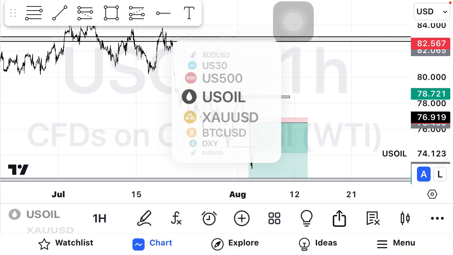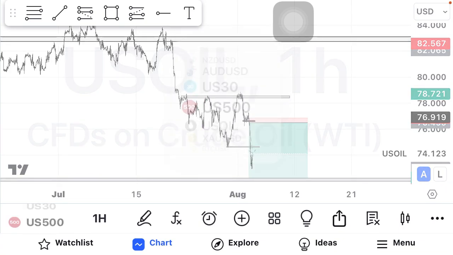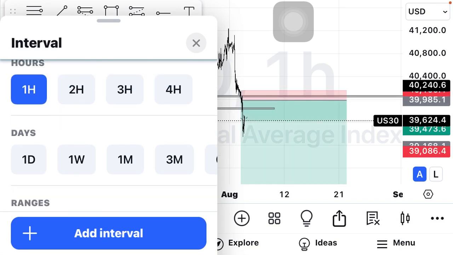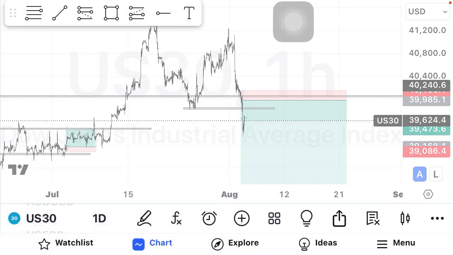Next is US30, starting from the daily time frame.